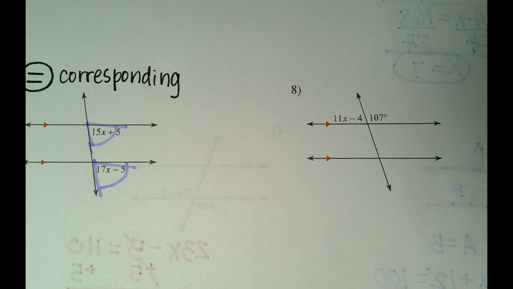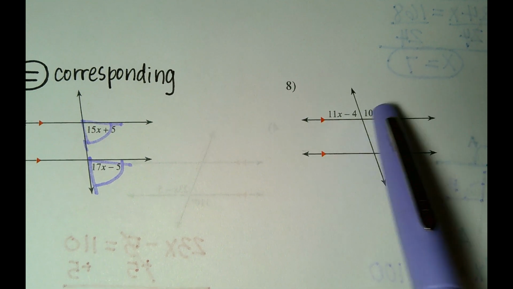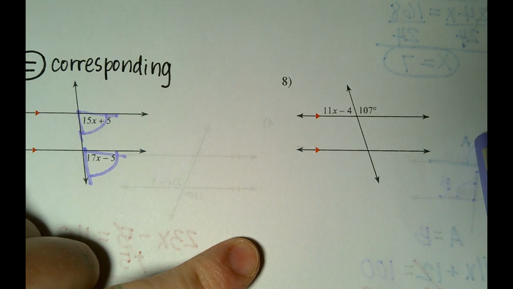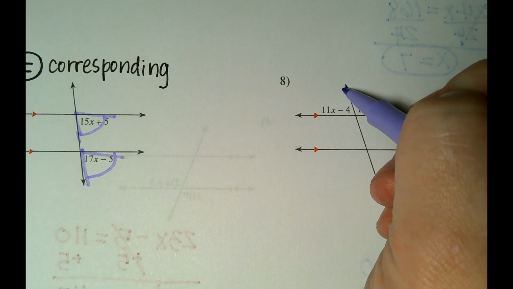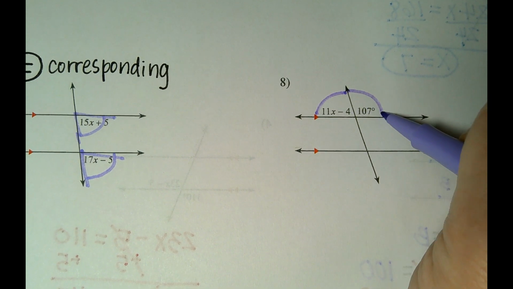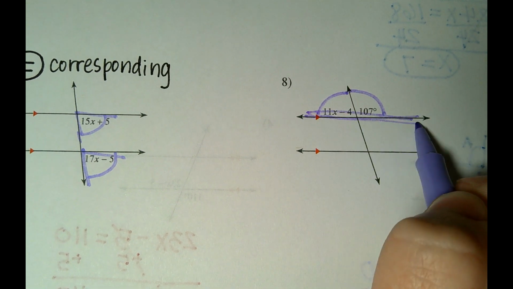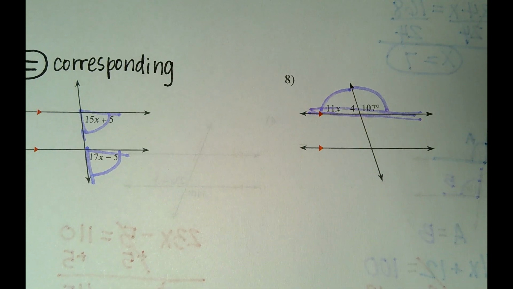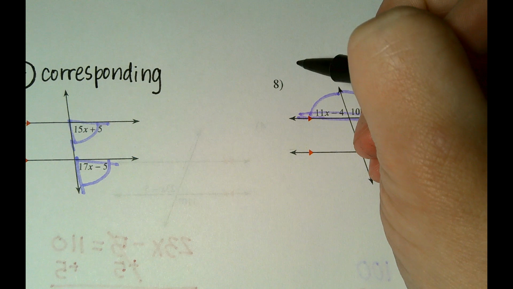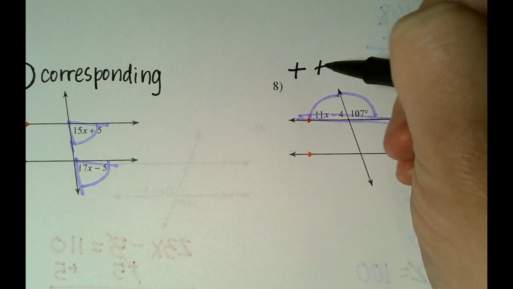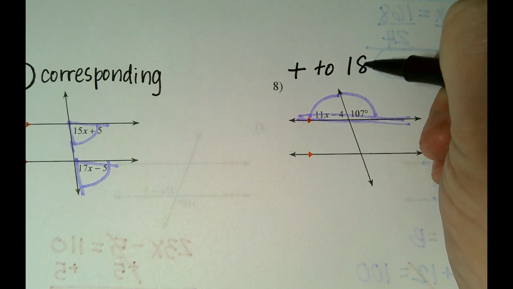Number 8, are these equal or do we add them to 180? They're side by side and they form a straight line. Do we see that? Whenever we put them together, they make a half circle like that, and they make a straight line on the bottom. See that? These are going to add to 180.